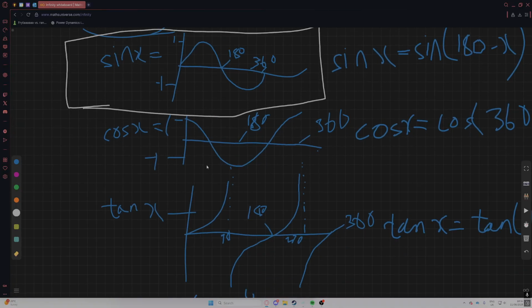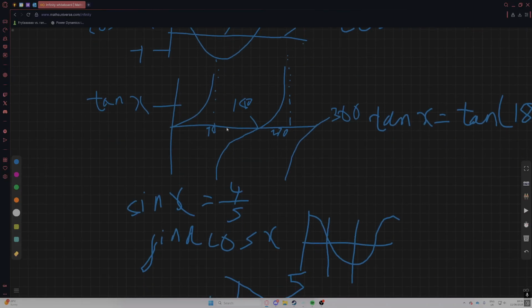Alright, for cosine, it looks kind of like a bucket, the cos bucket, where it'll start at 1 and it will end at 1. That's something easy to remember with sine and cos. Sine starts at 0, ends at 0. Cos starts at 1 and ends at 1, both at 360 degrees.